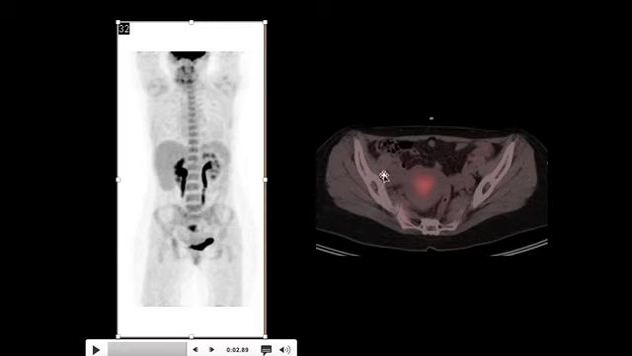So the two teaching points of this case are looking for a synchronous primary and differentiating incidental focal hypermetabolism in the uterus from physiologic activity.